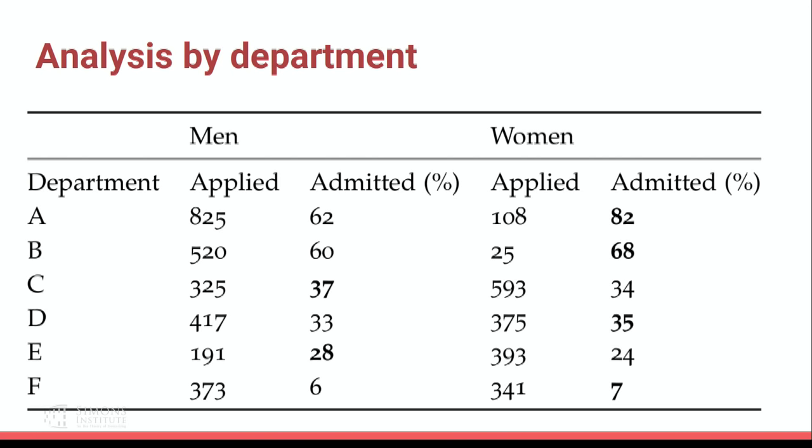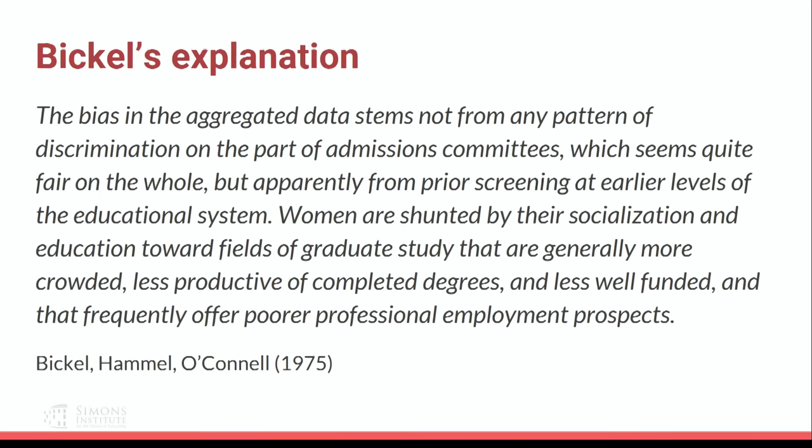Bickel had an explanation for this. They wrote, the bias in the aggregated data stems not from any pattern of discrimination on the part of the admissions committees, which seems quite fair on the whole, but apparently from prior screening at earlier levels of the educational system. Women are shunted by their socialization and education toward fields of graduate study that are generally more crowded, less productive of completed degrees, and less well-funded, and that frequently offer poorer professional employment prospects.